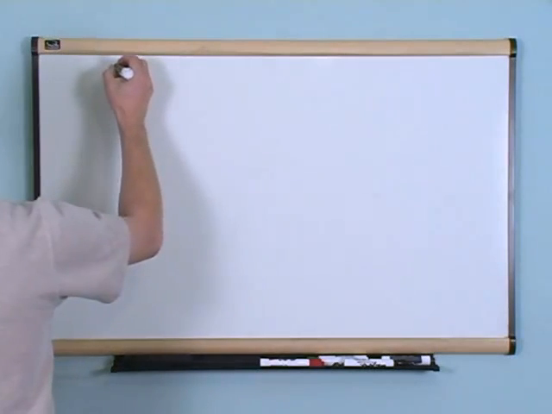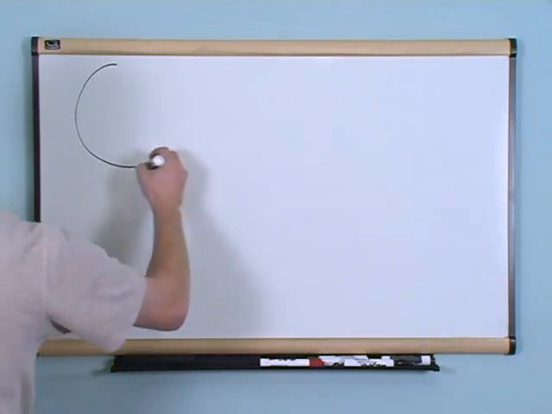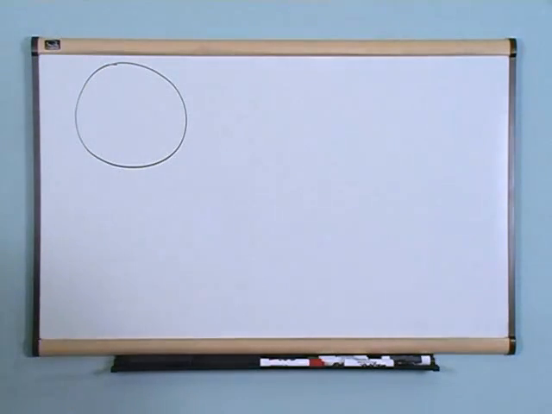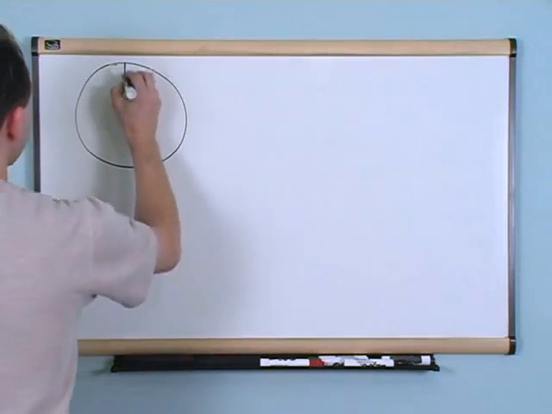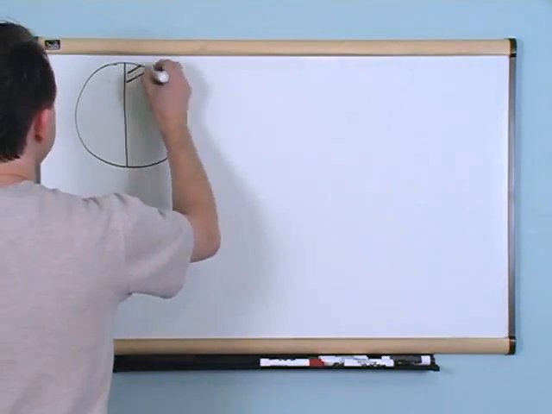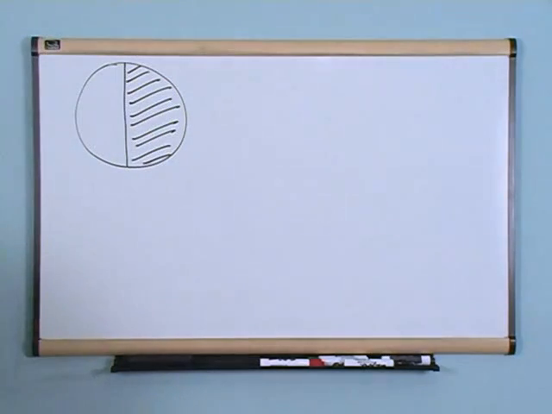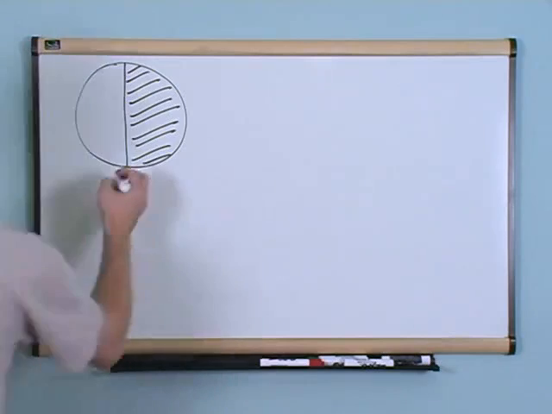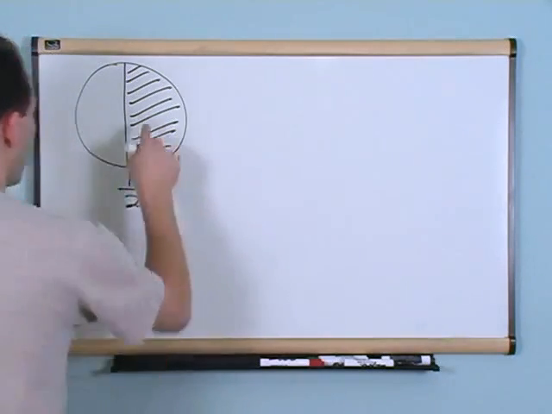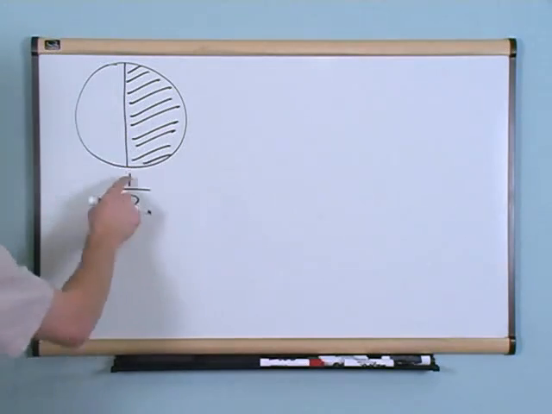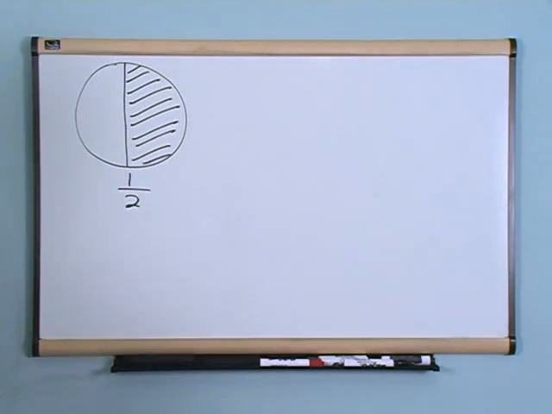Remember back from the previous section, here's a pie. It's my favorite thing in the world, pie. And we've already talked about the fact that this would be 1/2 of a pie. You already know this. So you write it like this, one piece out of two possible pieces. So I've only got half the pie.